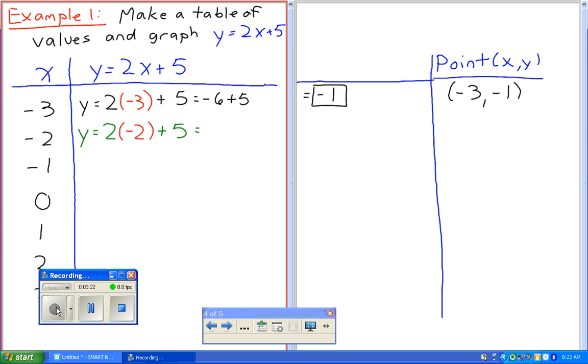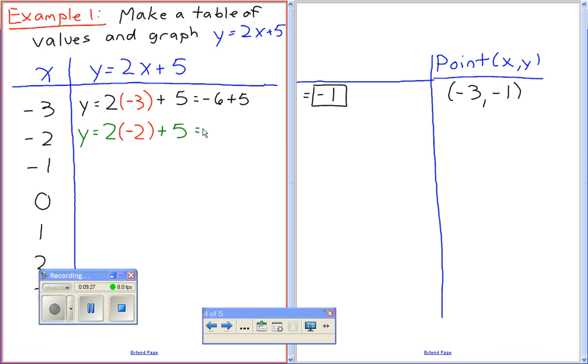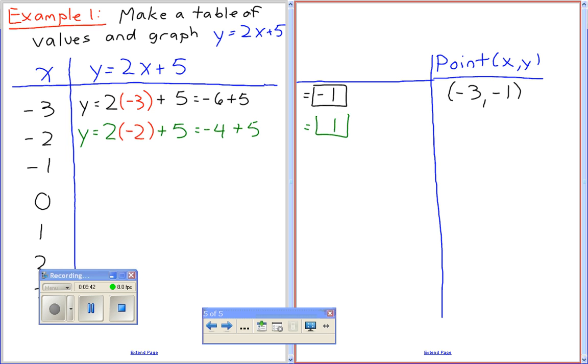We are up to Kendra. Kendra, what is 2 times -2, please? Very good, that's -4. Jude, what is -4 plus 5, or 5 minus 4? Excellent, 1. Okay, and then the point on the graph. Josh, what is the point on the graph? Your x is -2 and your y is 1. Wonderful.